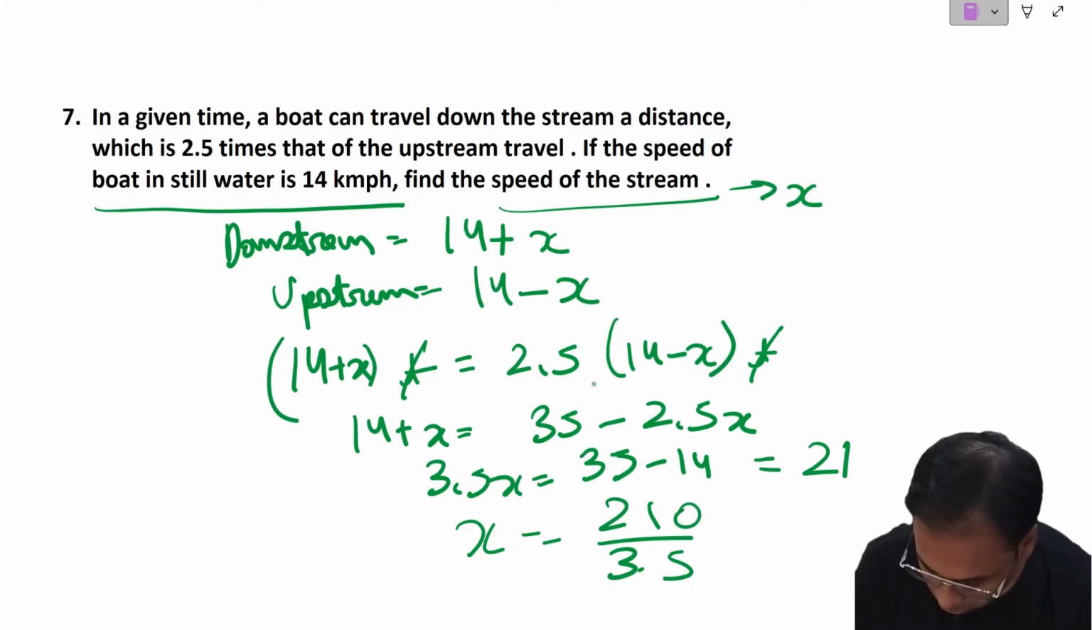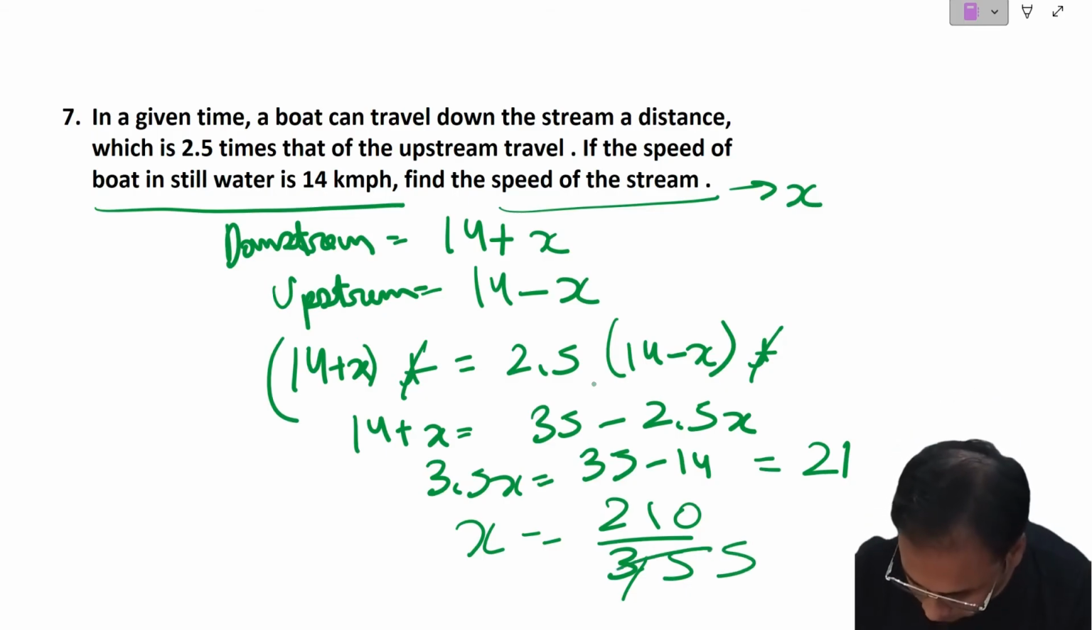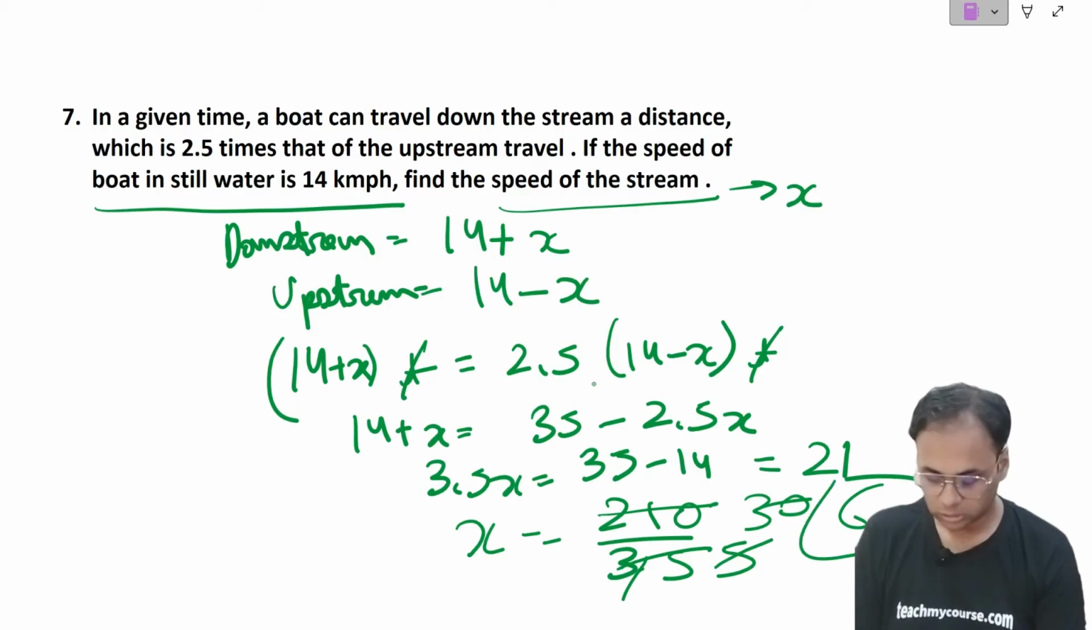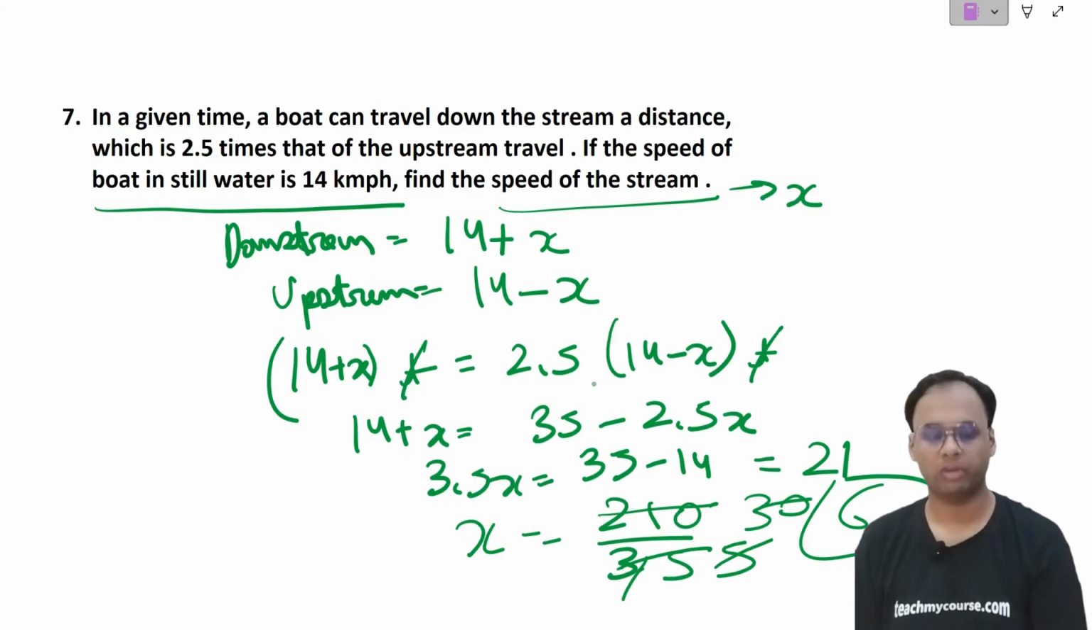Okay, so this decimal gets cancelled out. It is like 7 into 5 and 7 into 3. So it is 6. So it is actually 6 kilometer per hour. That is the speed of the stream. So that is the answer we have.